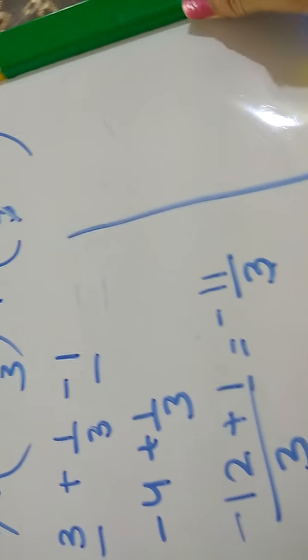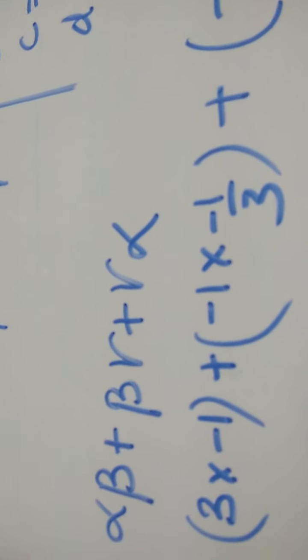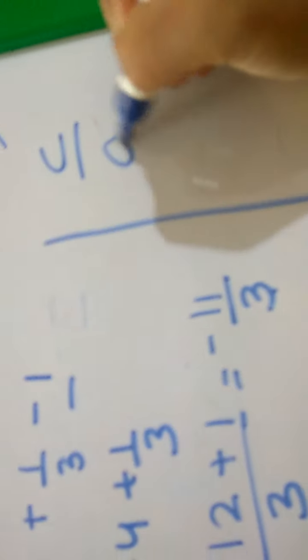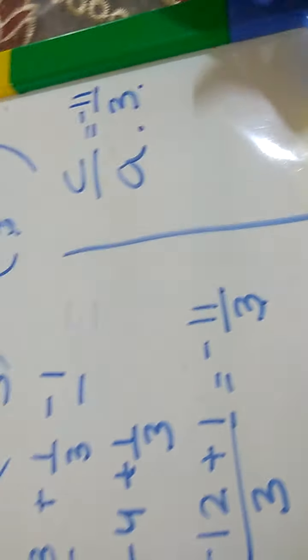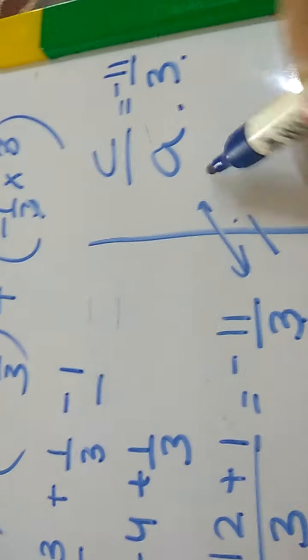Now, according to the coefficients, this alpha beta plus beta gamma plus gamma alpha should be equal to c by a. Let us see what our c by a is. C is minus 11 and a is 3. So it is minus 11 by 3. Thus we see that again this relationship is verified.